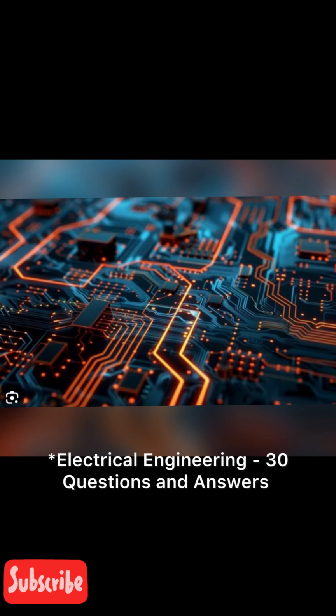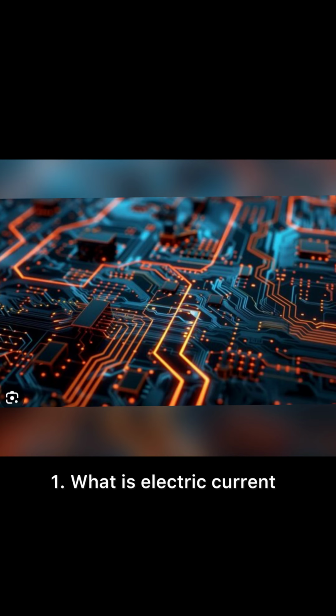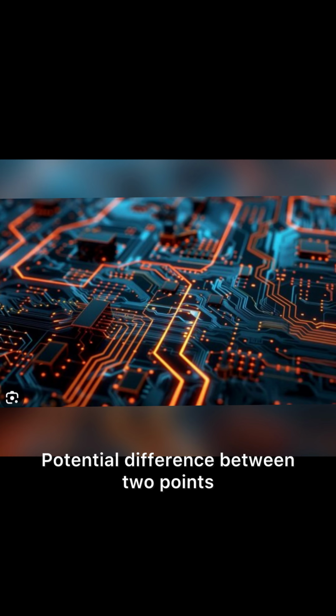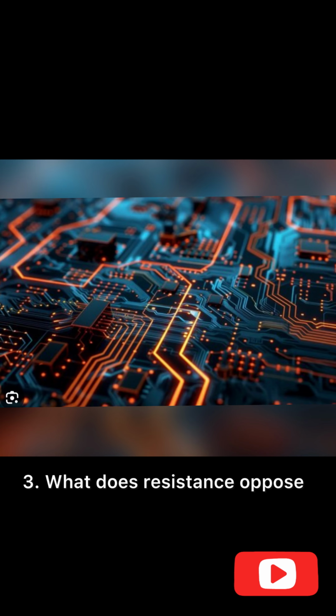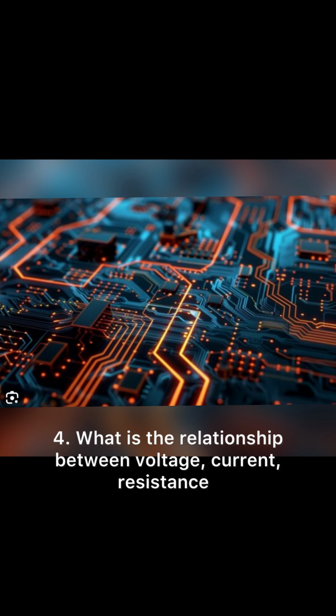Electrical engineering. 30 questions and answers. 1. What is electric current? Flow of electric charge. 2. What causes voltage? Potential difference between 2 points. 3. What does resistance oppose? Flow of current.